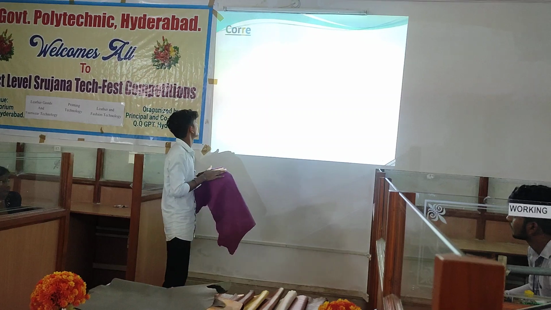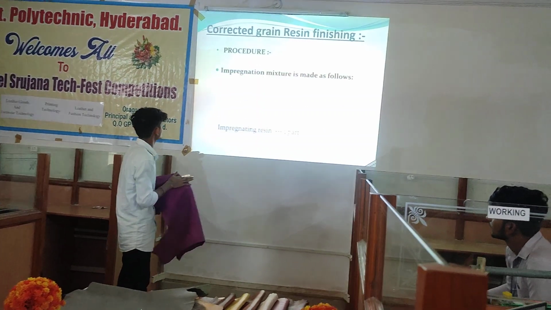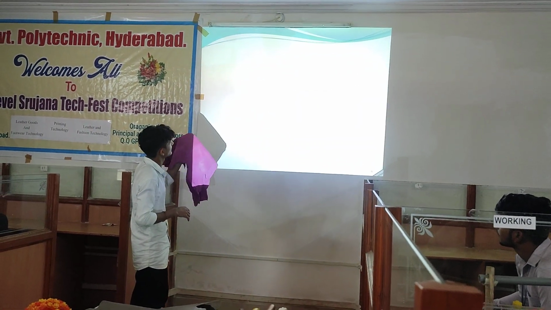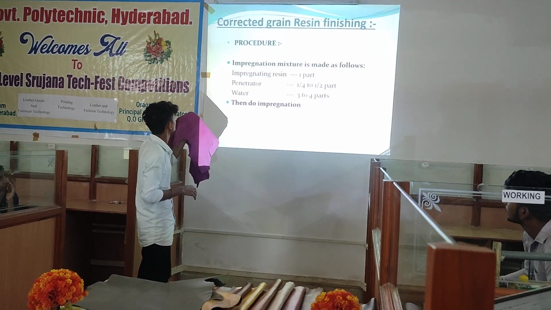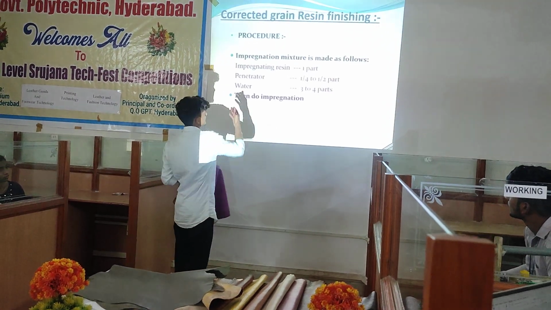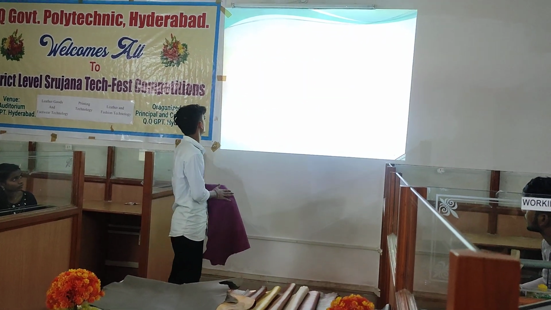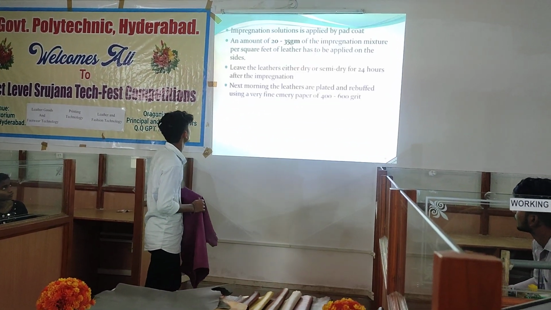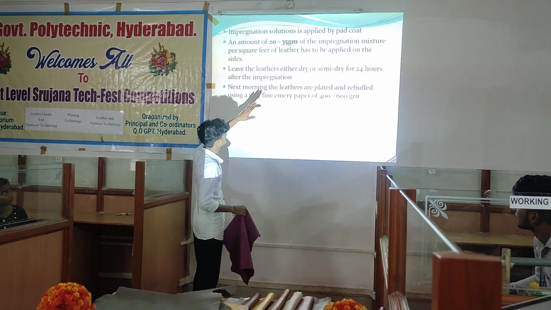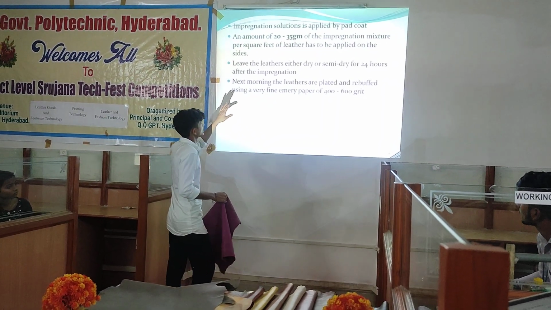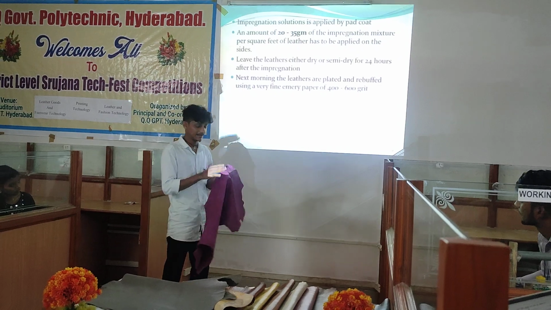Next, we have the procedure for the impregnation mixture. The corrected grain impregnation mixture is made as follows. These chemicals are used for impregnation. Next, here we can see the impregnation solution is applied as a pad coat, in an amount of 20 to 30 grams per leather.